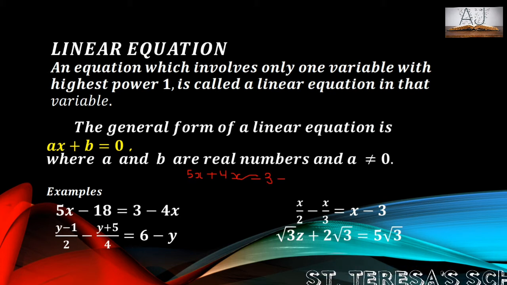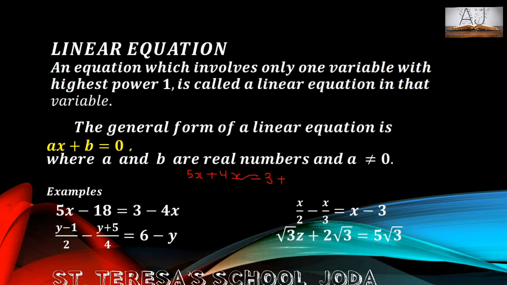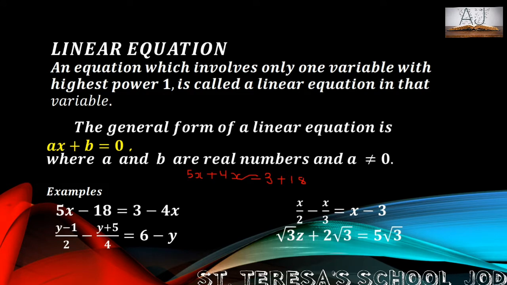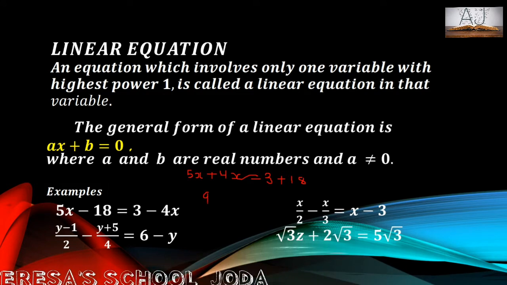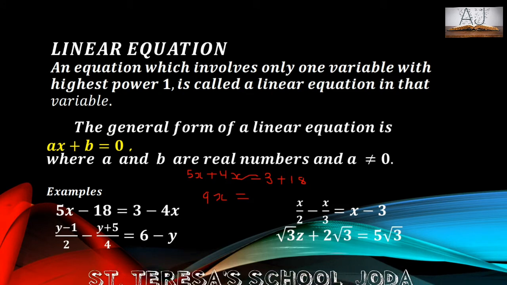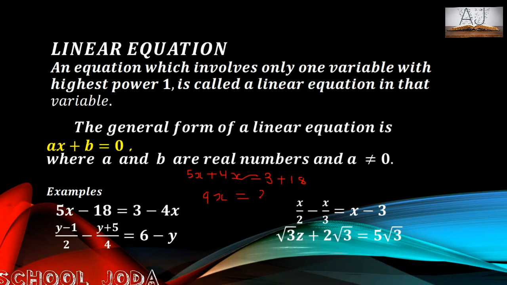So it becomes plus 18. So 3 plus 18. Now let us simplify this further. 5x plus 4x will be, yes, 9x. 9x equal to 3 plus 18. What is 3 plus 18? 3 plus 18 is 21. So 9x equal to 21.